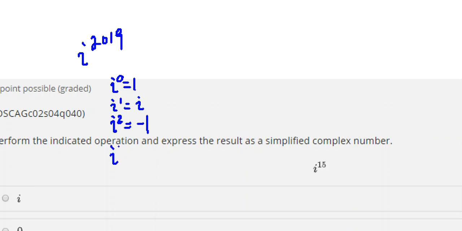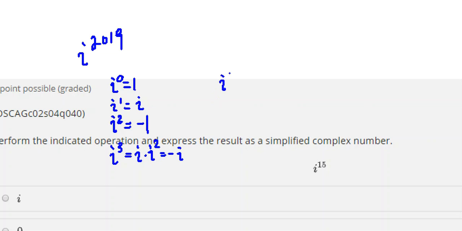What about i cubed? Here comes. How do I compute i cubed? I'm gonna use i times i square. That's exactly i cubed. So what is i square, which is -1, right? So therefore -1 times i is just -i. So what is i cubed? -i.